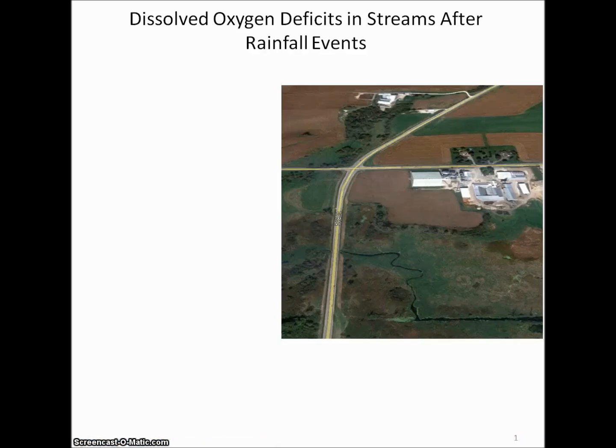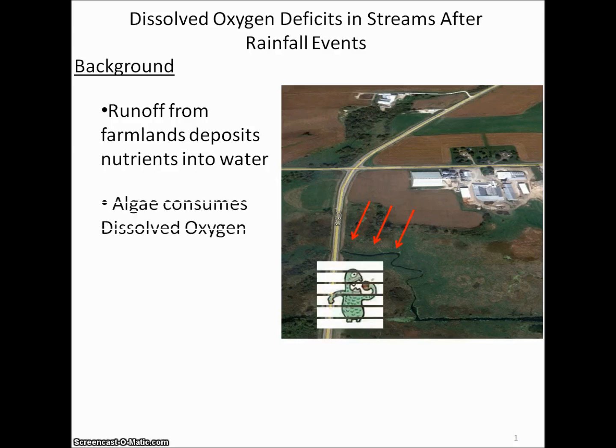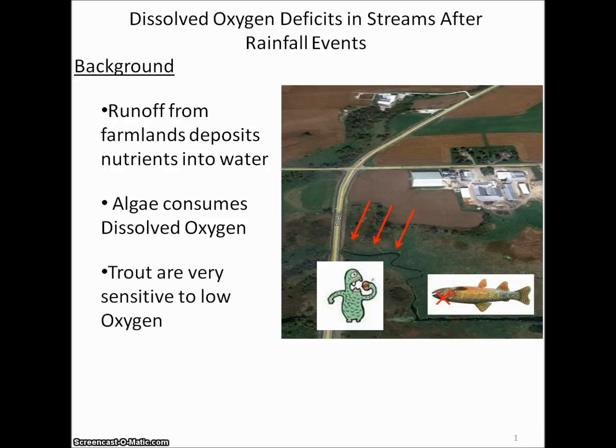Hi, I'm Josh Anderson. Today millions of fish may be choking due to dissolved oxygen deficits in streams after rainfall events. And the reason this may be occurring is that runoff from farmlands deposits excess nutrients into our waterways. And these excess nutrients provide food for algae growth, which in turn consumes oxygen. Low oxygen contents in our streams could possibly be creating a deadly environment for fish like trout.